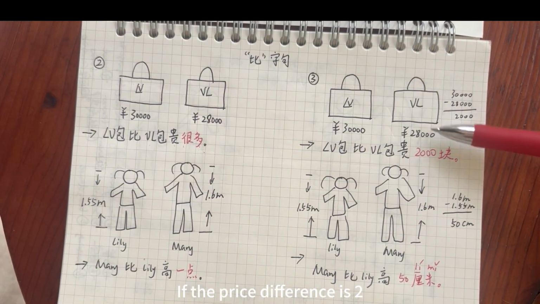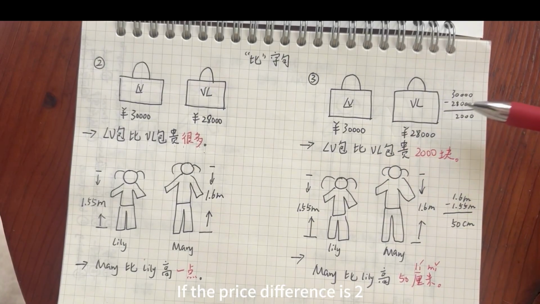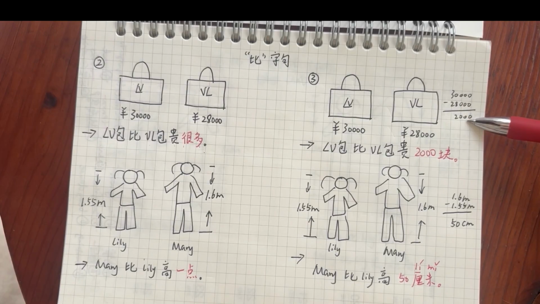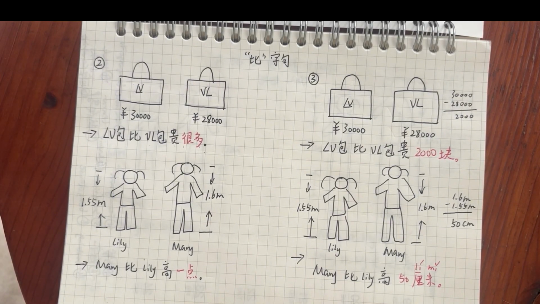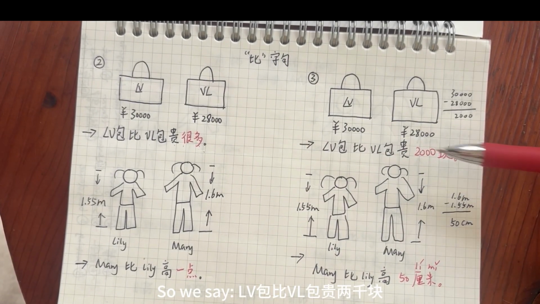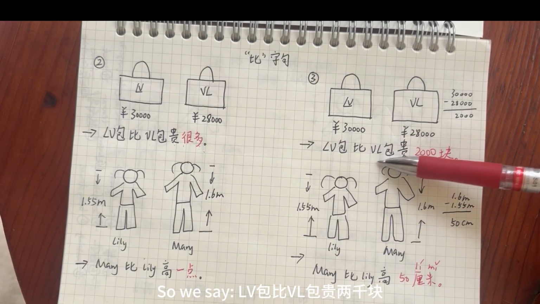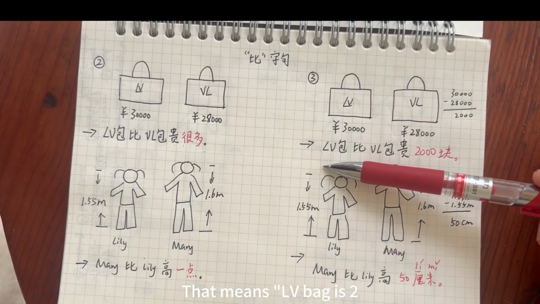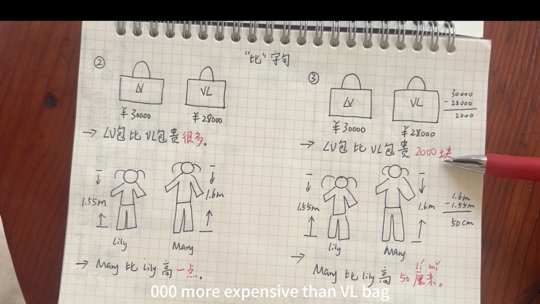So if we compare the price of LV bag and VL bag, the price difference is 2000块. So in this case, we give the precise detail. We can replace a lot by 2000块. So we can say LV 包比 VL 包贵2000块. It means LV bag is 2000 more expensive than VL bag.